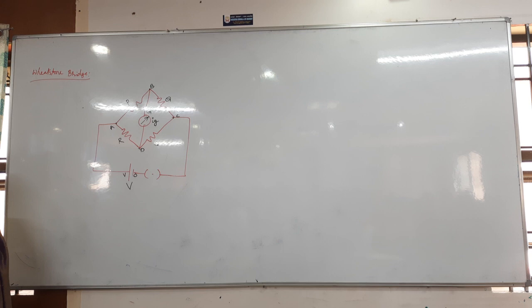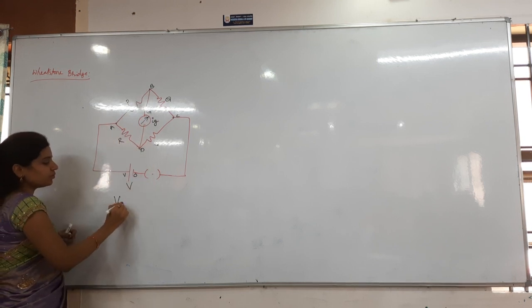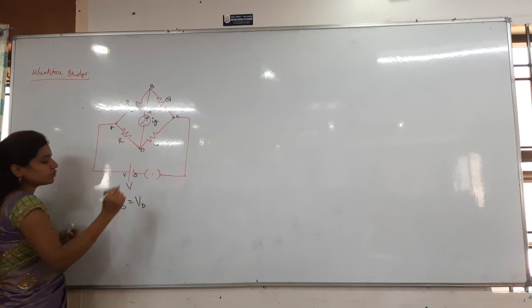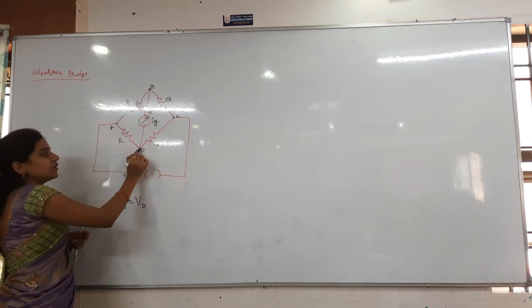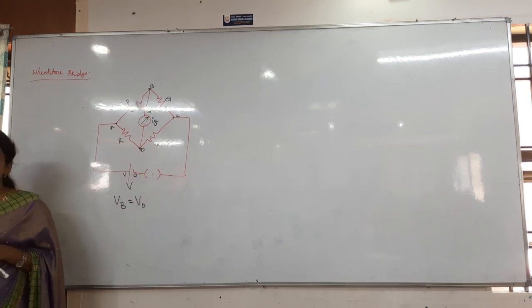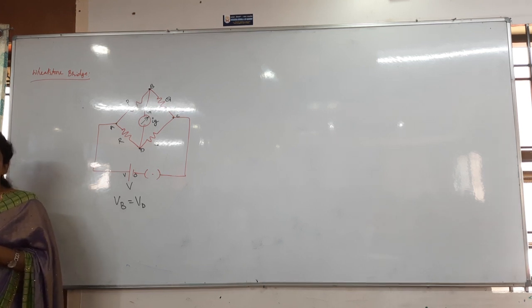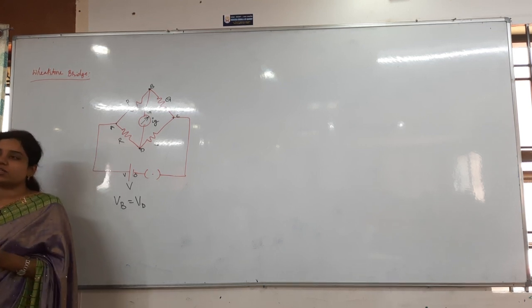Now when the bridge is balanced, at that time the potential difference between B and D is 0, nothing but the potential of B is exactly equal to the potential of D. Here the voltage on both will be the same. If the potentials are the same, can I say that there will be 0 current flow? What is the reason? Whenever there is a difference of potential, only then current will flow. Current will flow from where to where? Higher potential to lower potential. So where there is a potential difference, there is a current flow.